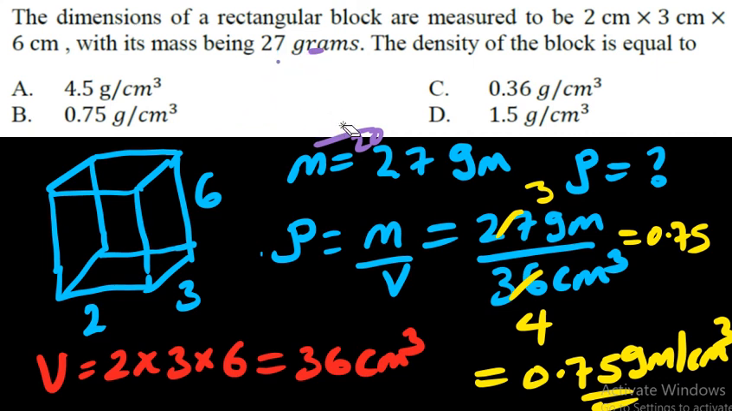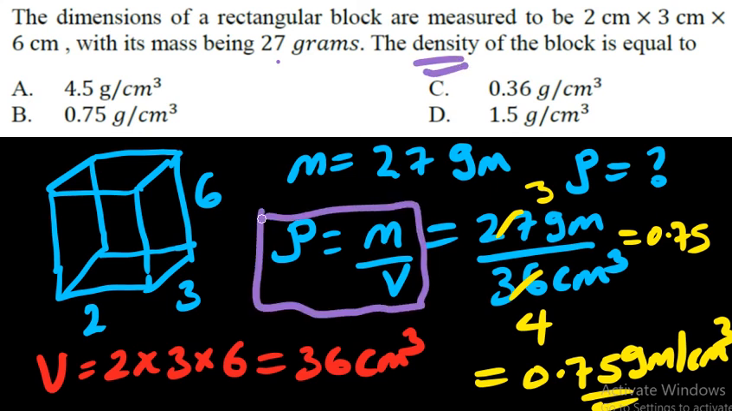So anyways, from this question, what do you understand? First of all, what's asked? Density. And state the formula. What is density? Density is equal to mass over volume. As you see, the choices all contain gram per centimeter cube. So the unit will be just g per centimeter cube.